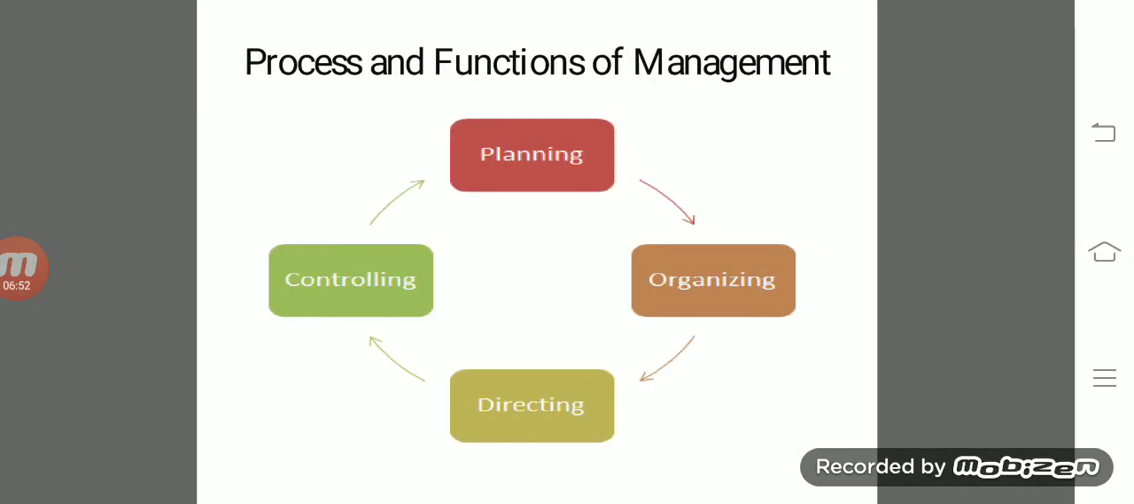Process and functions of management. Process is a very broad concept, or we can say that it is also a function. If you want to write the definition of management, you can write this also. Ultimately we can say that management is planning, organizing, directing and controlling. If you are not able to remember the last definition, at that time you can write down this definition. It is the function as well.